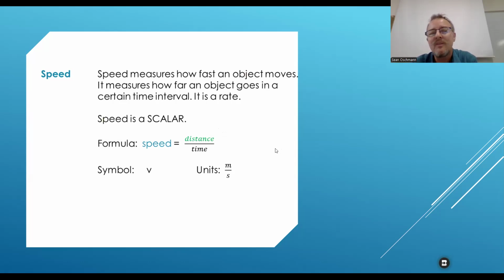Speed is a scalar because it's based on a scalar, which is distance. So it doesn't concern itself with what direction you're going. Your car does not tell you in which direction you're driving. Well, maybe if you have some very modern car, it has a built-in compass or something, it might tell you, but your speedometer doesn't tell you. A speedometer just tells you how fast you are right at this moment, so it gives you instantaneous speed.